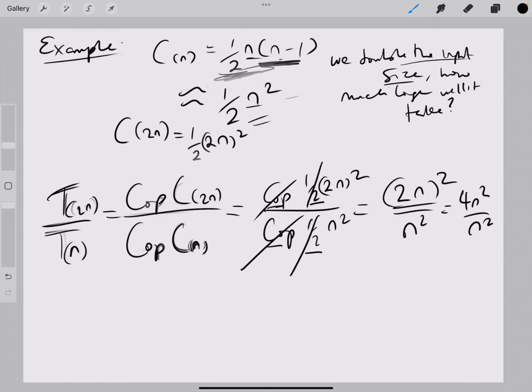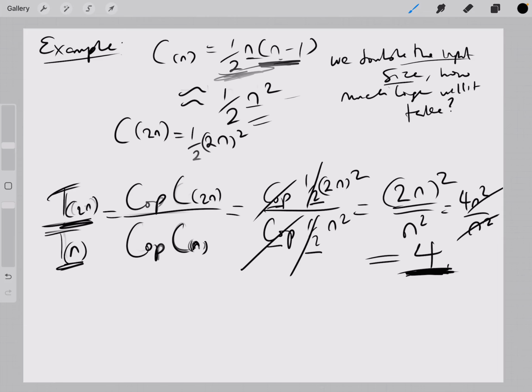And since it's a ratio, we are trying to know how much faster. This and this don't exactly have much difference. So we know that the ratio of T(2n) and T(n) is 4. So we are saying that if we double the input size, it will take 4 times as long to deal with it compared to before.